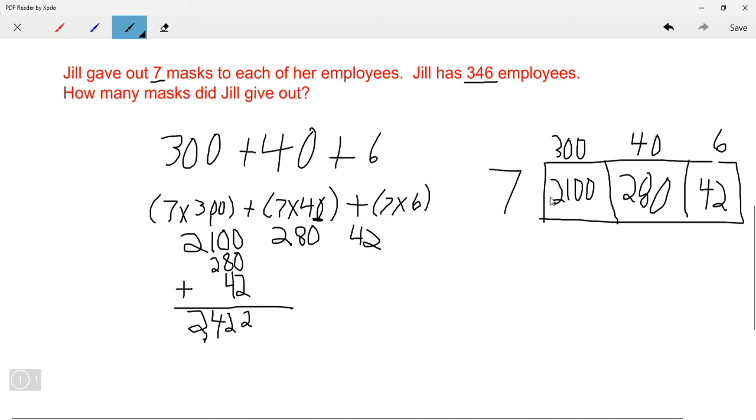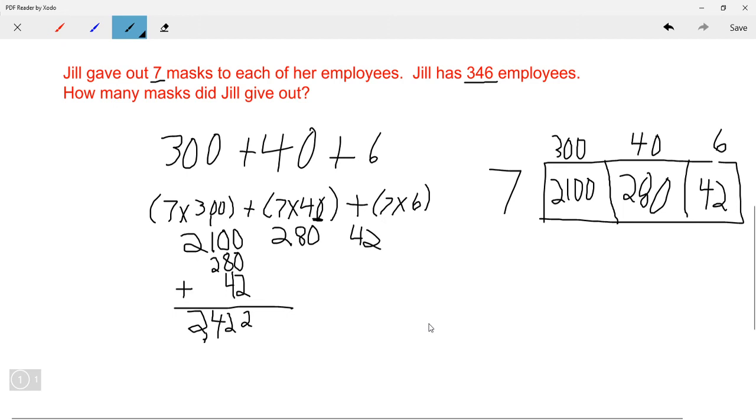And now, right, we already did this math. 7 times 3 is 21. Add the 2 zeros. 7 times 4 is 28. Add the 0. 7 times 6 is 42. And then we're going to add them up just like we did over here.